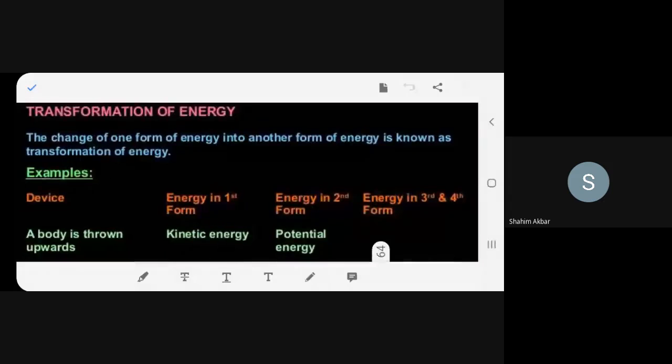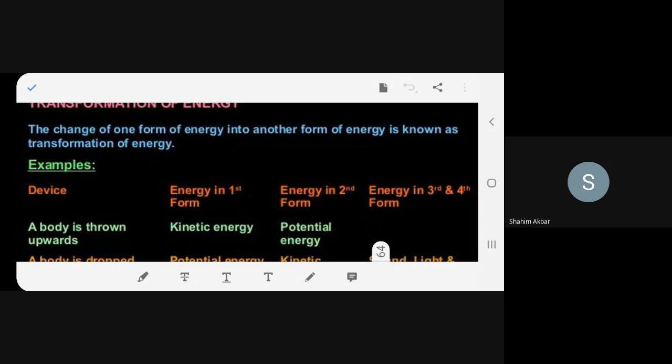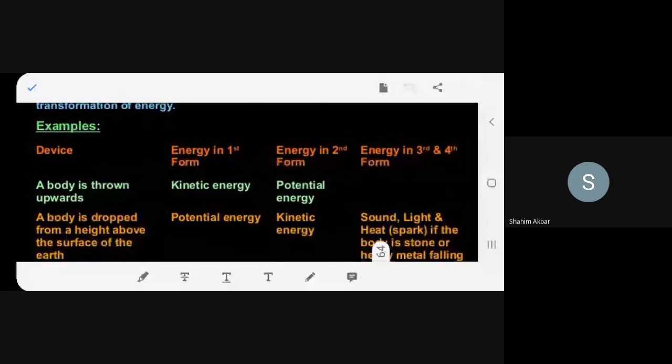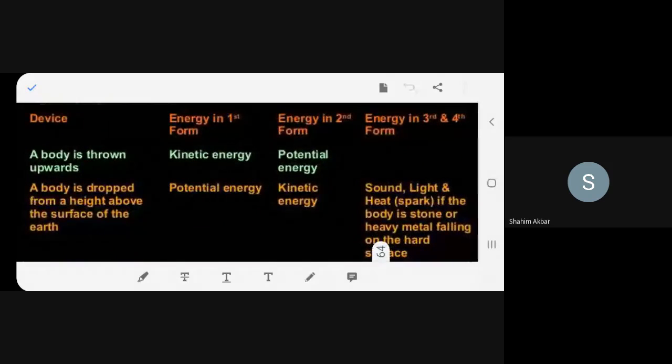Now we see transformation of energy. The change of one form of energy into another form of energy is known as transformation of energy. Examples. So we are going to see devices, energy in first form, second form, or third and fourth form. How it is being converted, that we are going to check. The first example that we are going to take is, please begin.